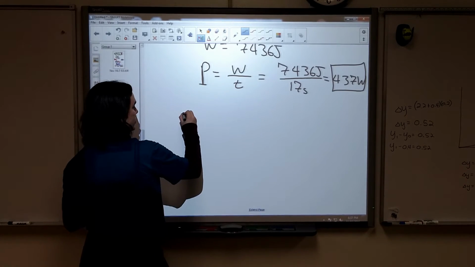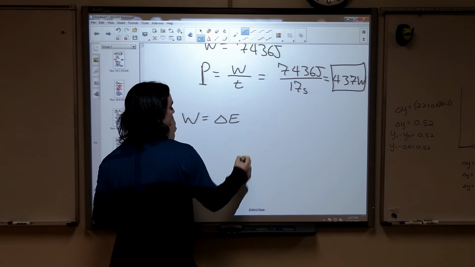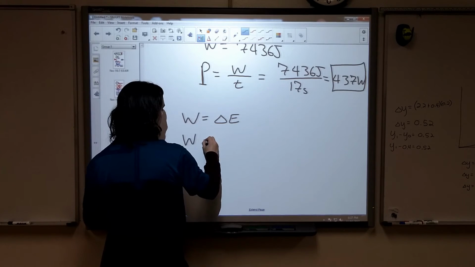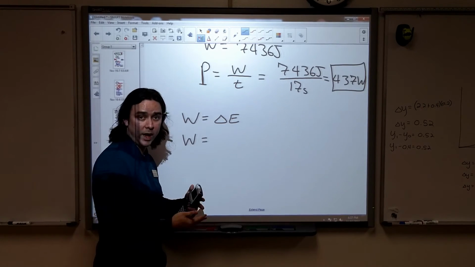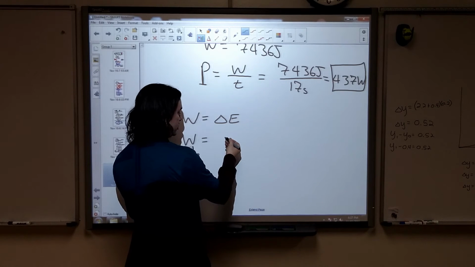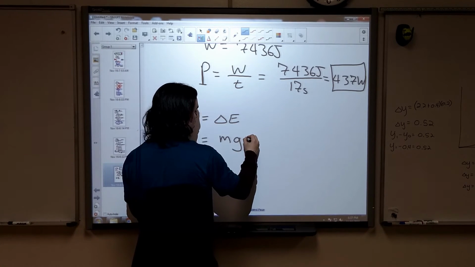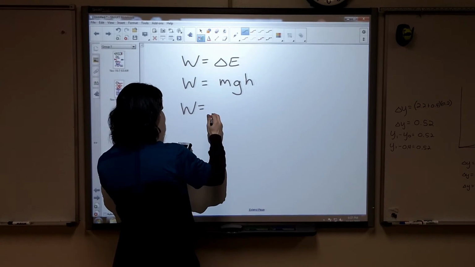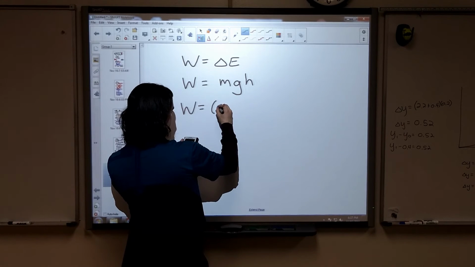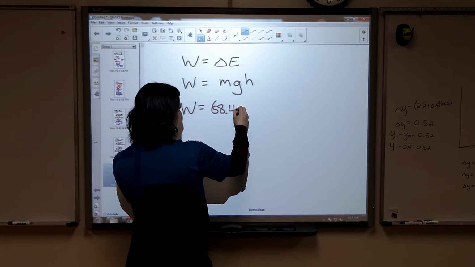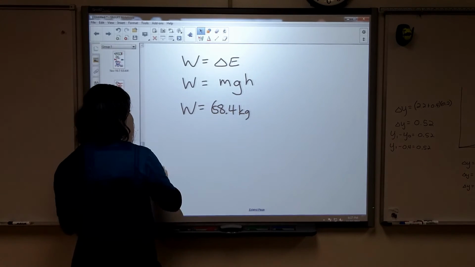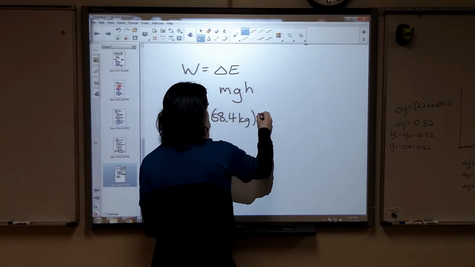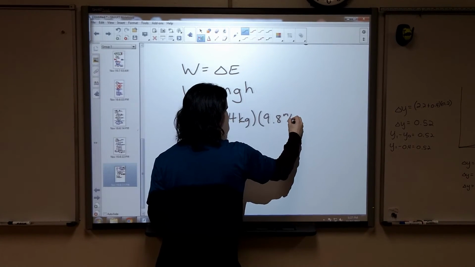Now, the other way that we could look at this is we could say work is equal to delta E, and the change in energy, final minus initial, is going to be our potential energy due to gravity. Well, in that case, we would say that we started with no energy. We're going to say that we started at y equals 0. I'm going to do this a little bit faster, but it'll be equal to mgh, the height that we go up to. This is where that mass comes in handy. I told you that the mass was 58.4 kilograms, times g, which is 9.8 meters per second squared.